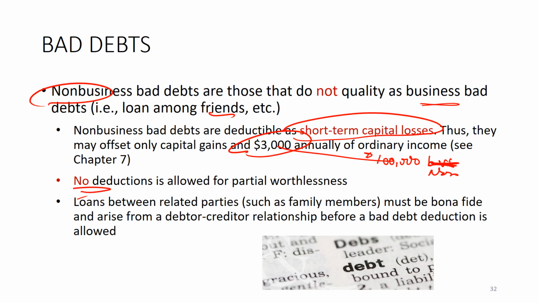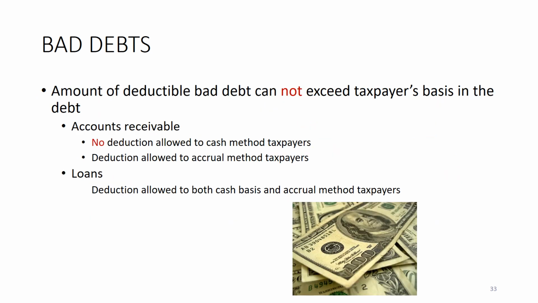Also, there's no deduction allowed for partial worthlessness, so you have to wait until you have a final absolute number that you know you could deduct. You also have to look to basis. Irrespective of whether it's a business or non-business bad debt, you cannot deduct something that exceeds the taxpayer's basis in the debt. And that brings up the issue here with respect to receivables.